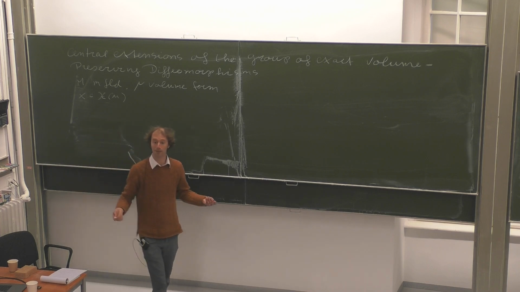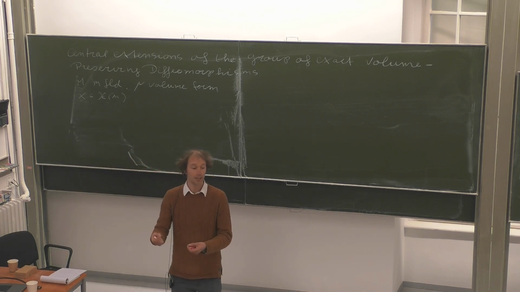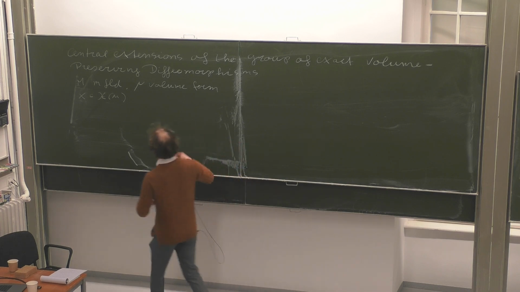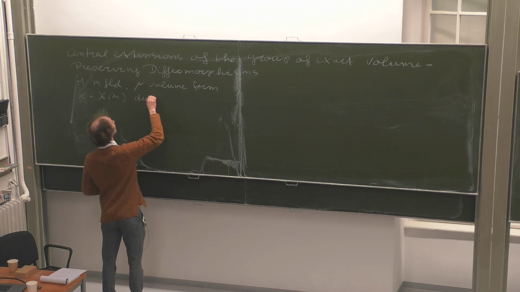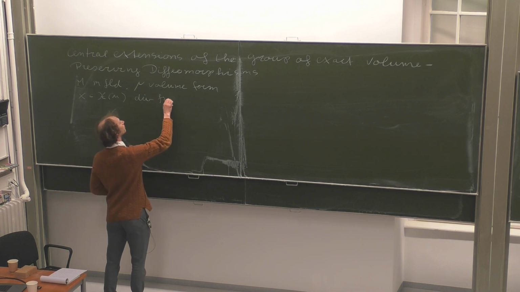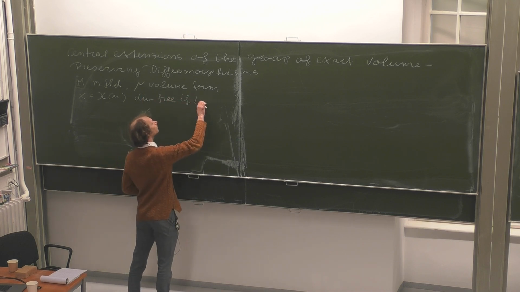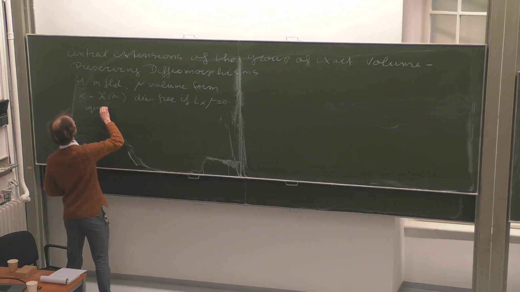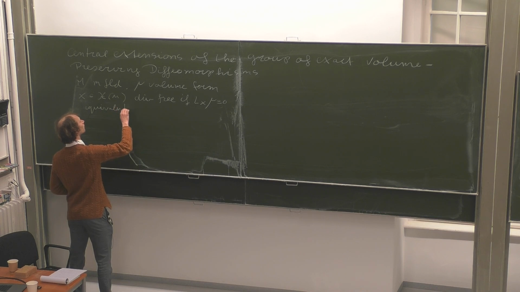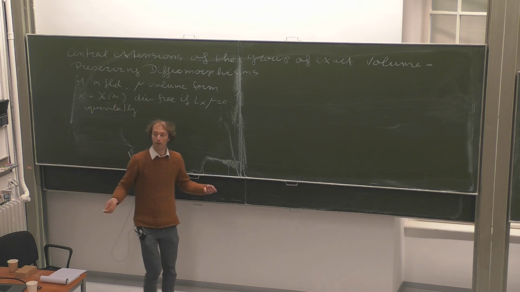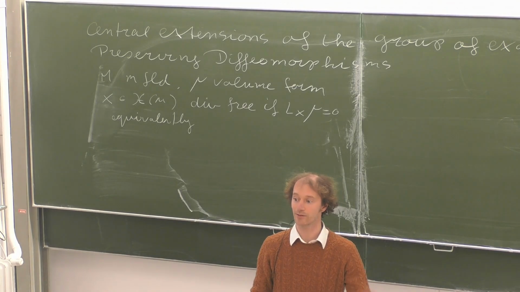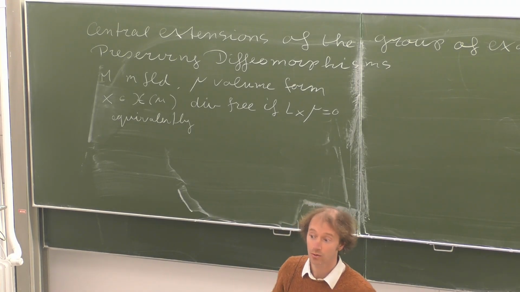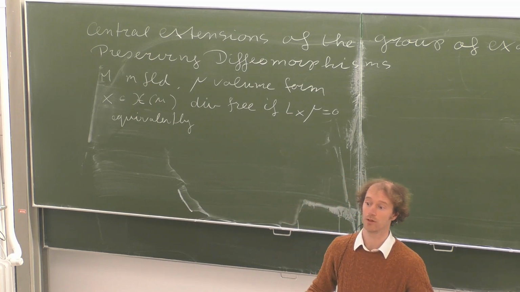And a vector field on M is volume preserving if the Lie derivative along this vector field of the volume form is 0. Divergence-free. Equivalently, L_X is i_X d plus d i_X, but d of mu is equal to 0 because mu is a top form. So equivalently, i_X of mu is closed.